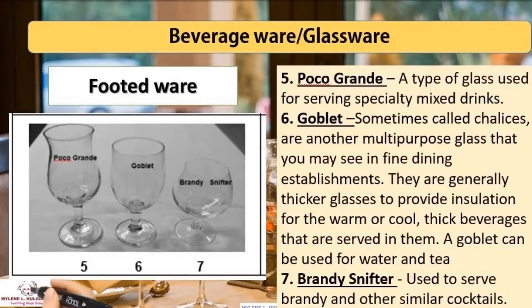Number 6 is the goblets, sometimes called chalices, another multi-purpose glass that you may see in fine dining establishments. They are generally thicker glasses to provide insulation for the warm or cool, thick beverages that are served in them. A goblet can be used for water and tea. Number 7 is the brandy snifter used to serve brandy and other similar cocktails.